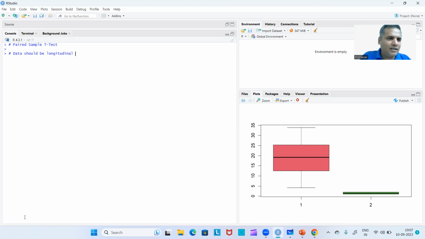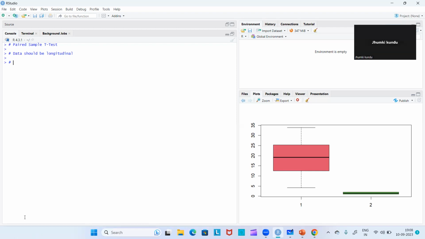So as a researcher, you always try to reject the null hypothesis. Most of the people try to reject the null hypothesis. But you can only reject the null hypothesis when there is evidence. Otherwise not. Now everyone please pay attention to what I am saying: data should be longitudinal. When I say longitudinal data, it means from the same respondent, you should collect data at 2 different points.